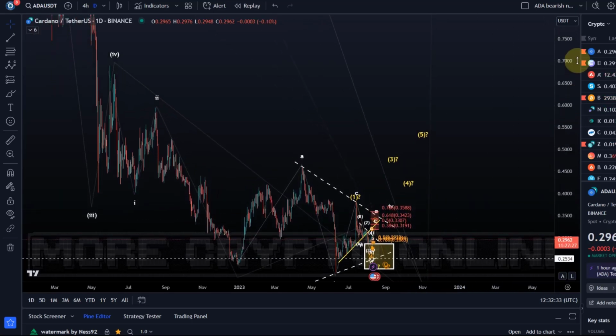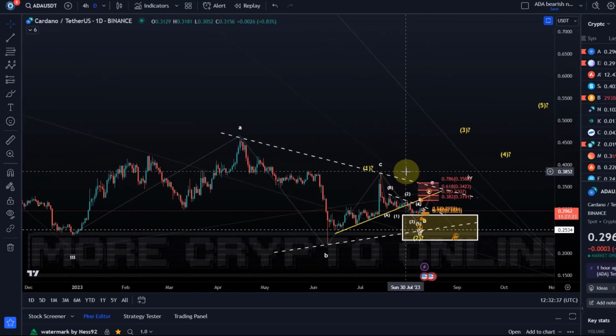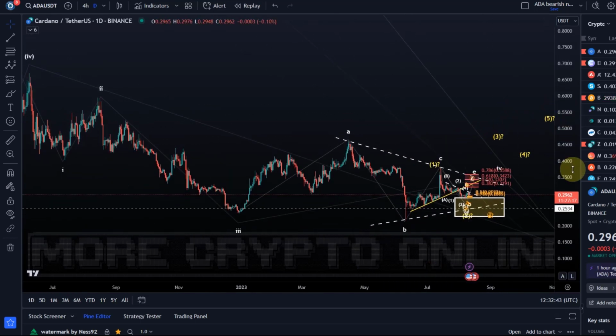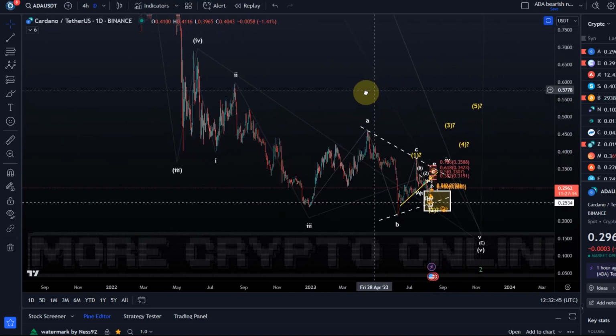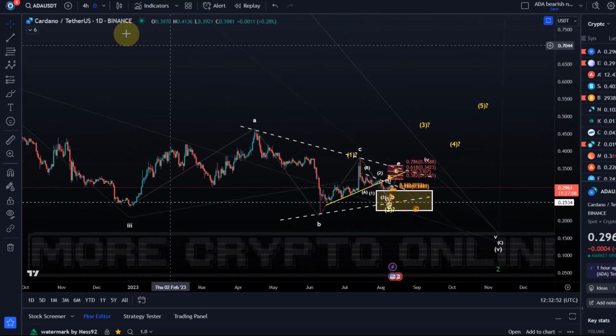This is going to be the expectation until price can break above 38 cents. Because if it goes above 38, it would not invalidate the triangle, but it would make it less likely, or at least force another interpretation. Very important. I think that's the bigger picture.